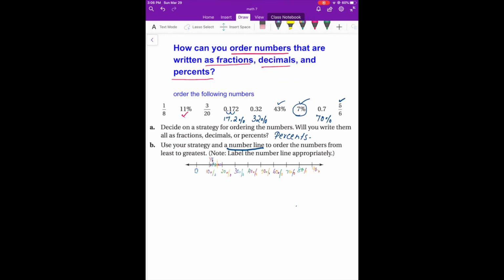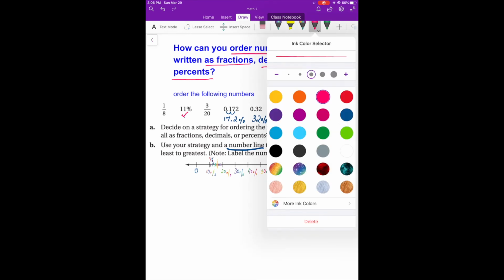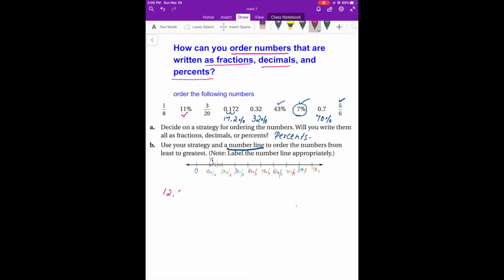We are putting that as a percent, right? So let's do the percent form. That is 12.5%. So 1/8 is 12.5%, and the next one is 11%. They gave you as 11%, and 3/20th we said it was 15%, and it's 17.2%, then 32%, 43%, my god, that's a lot of numbers, 7%, and 70%, and the last one was 83 and 1/3%.